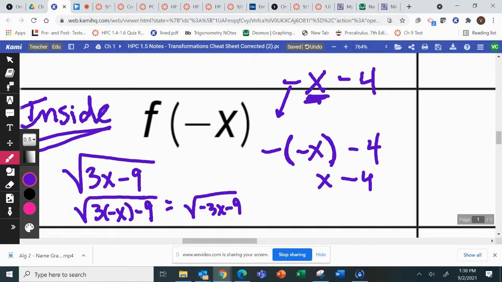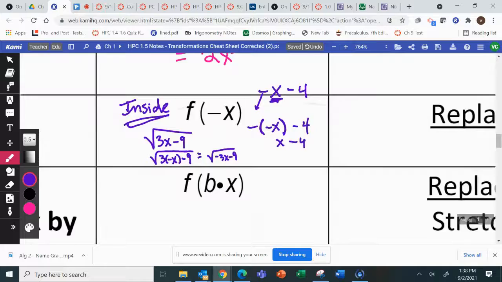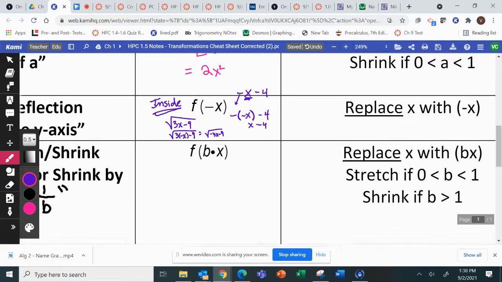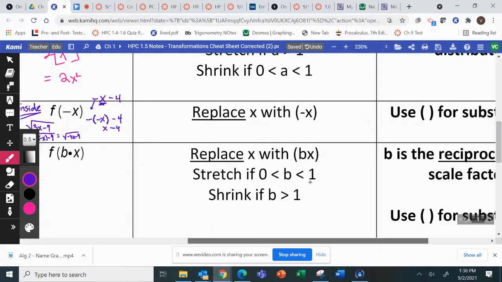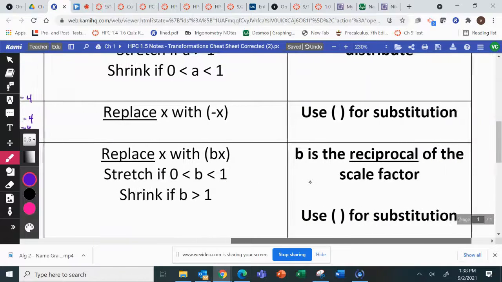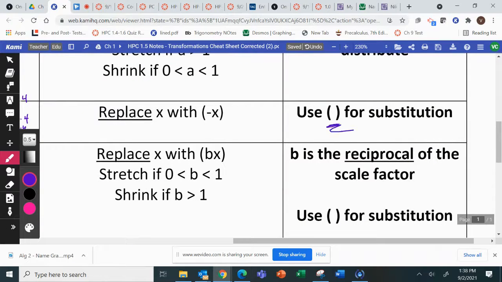Did I answer your question? Okay. I was hoping people would give me more creative ones so I can show you that stuff. All right, so that's replace x with parenthesis negative x. And then we want to use these parentheses where we're substituting so we don't make silly mistakes.